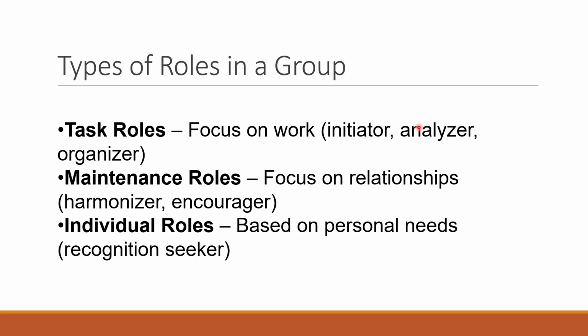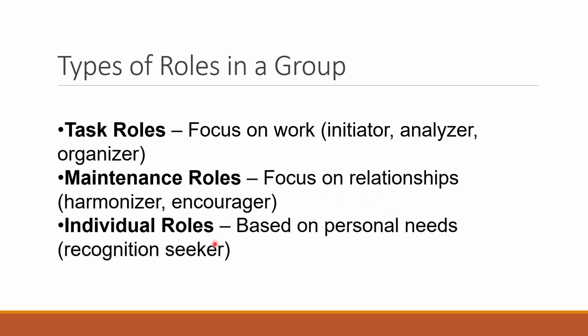The next type is the maintenance roles. These roles help maintain relationships as well as team harmony. So the focus here is on harmonizing. The roles they play are those of a harmonizer or an encourager. The encourager is the one who keeps on motivating others. The harmonizer is the one who resolves the conflicts if there are any. Then there could be a gatekeeper also, who ensures that everyone is participating.